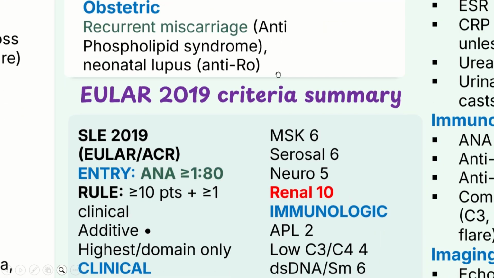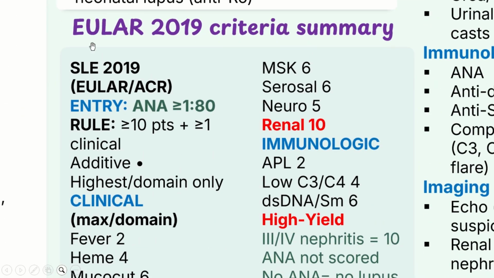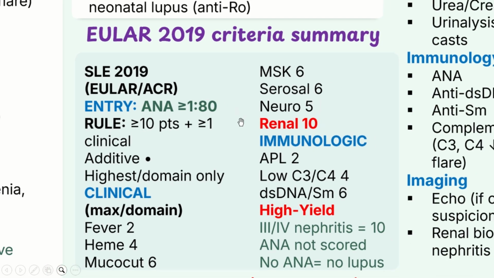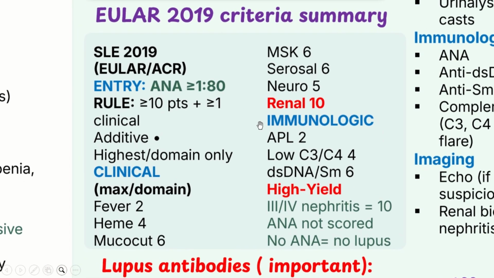So we have the EULAR 2019 criteria that we are using currently for diagnosis of systemic lupus, SLE. It has a few important aspects that you have to understand. I did not put the whole summary here, but I tried to pull out those important details that you should know. The first detail is the entry criterion, and that is the ANA, or the antinuclear antibody. This is one of the most sensitive antibodies for diagnosis of lupus.